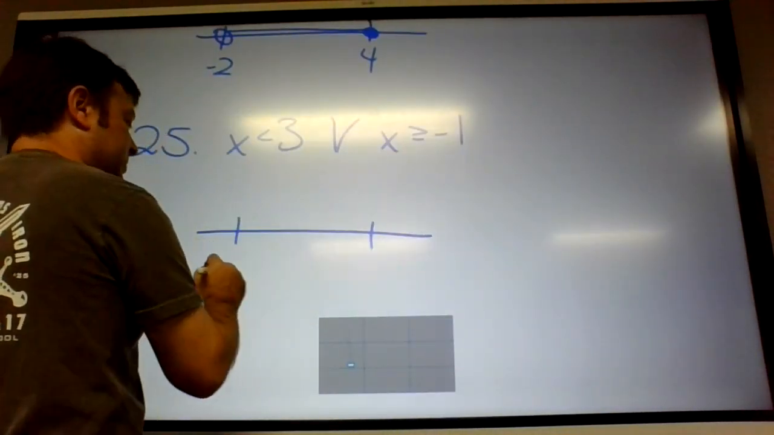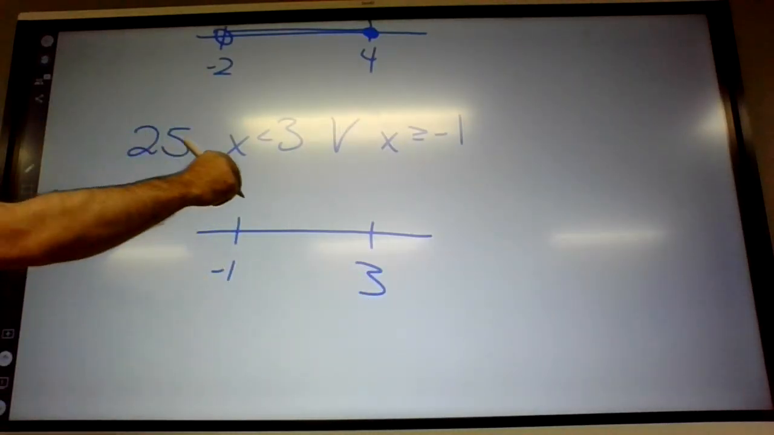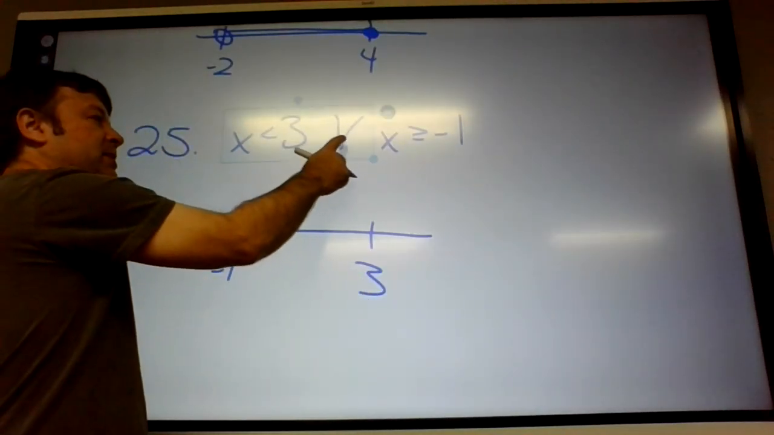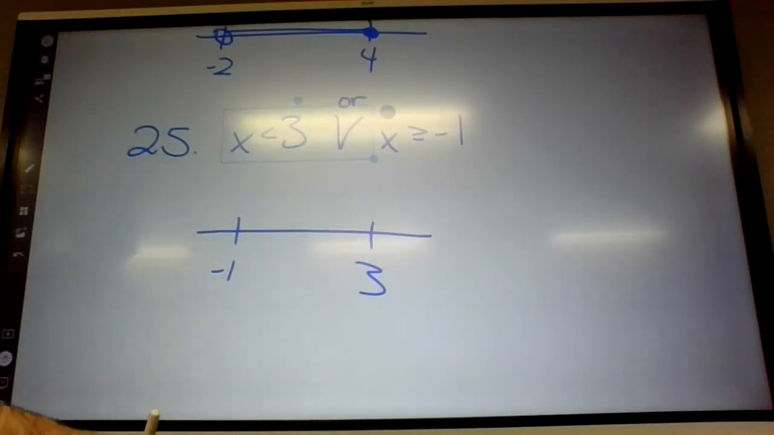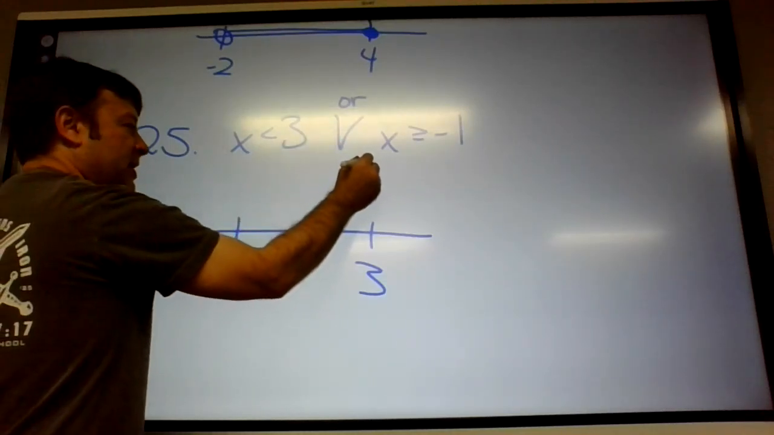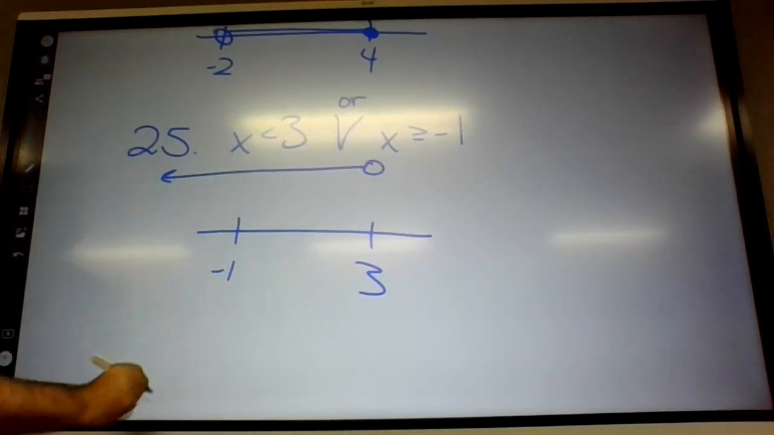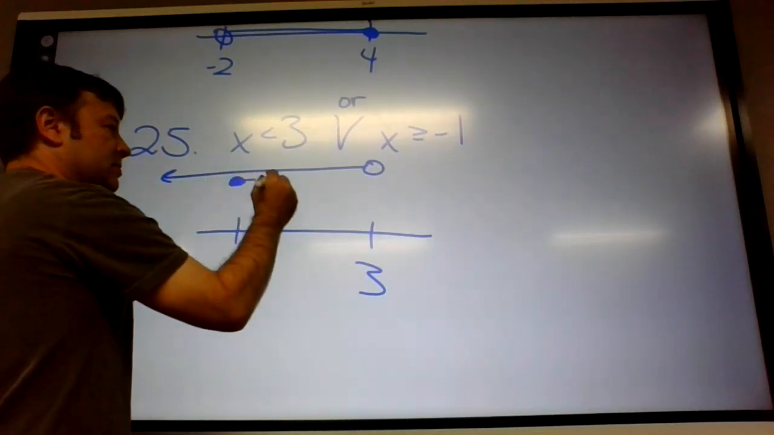Okay. We don't have to solve this one either. Let's start with this. What does this symbol in the middle right here mean? Or. Yeah, it's also disjunction, but yeah, or. So on the ors, if one of the lines is covering it, it's going to be part of the answer. So x is less than 3 by itself would look like this. X is greater than or equal to negative 1 would look like that.